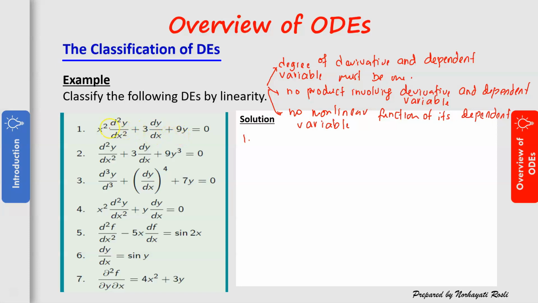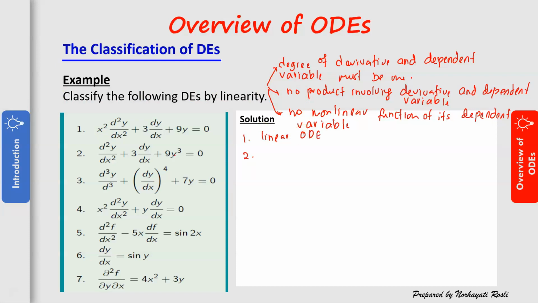And then no nonlinear function involving dependent variable. In this case, it is a nonlinear function, but the nonlinear function here just involves the independent variable. Please take note that the nonlinear function in this case means a nonlinear function of the dependent variable. If you have your y to the power of 2, then it is nonlinear. But now this is the independent variable, so number 3 is also fulfilled, which means that this example 1 is a linear ODE.